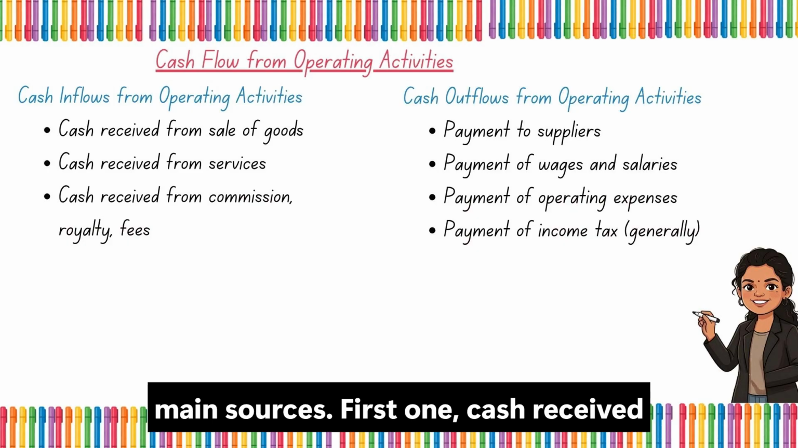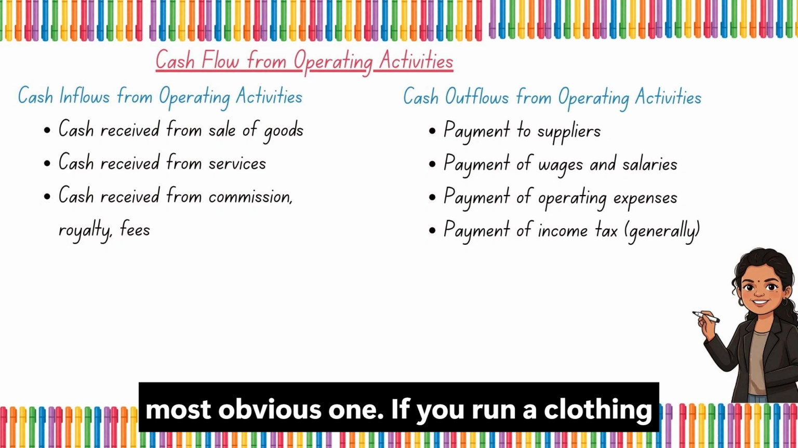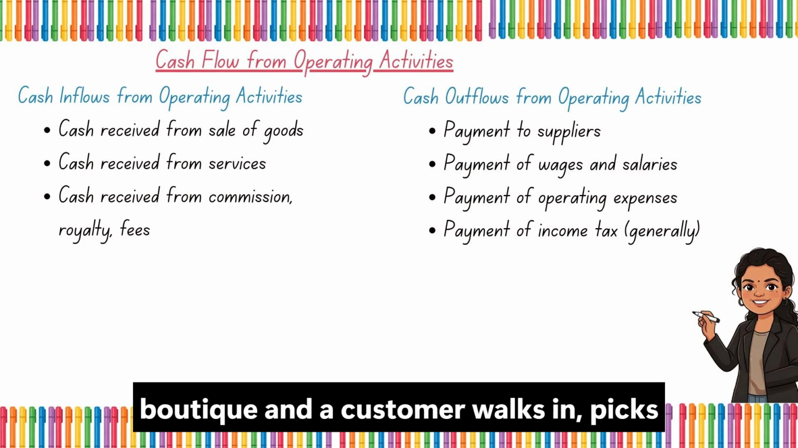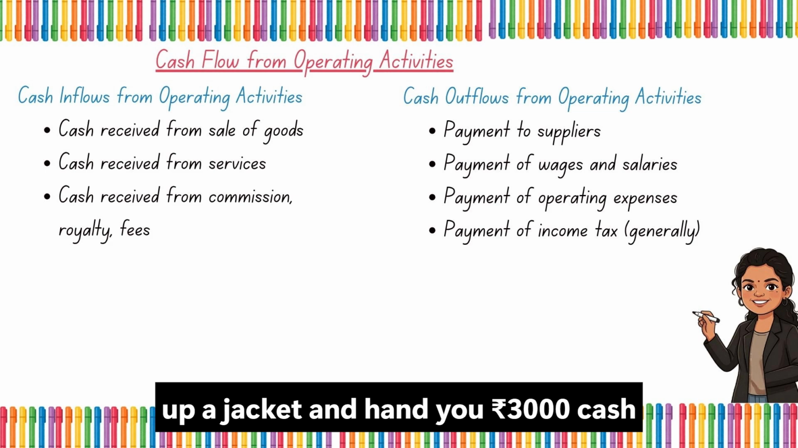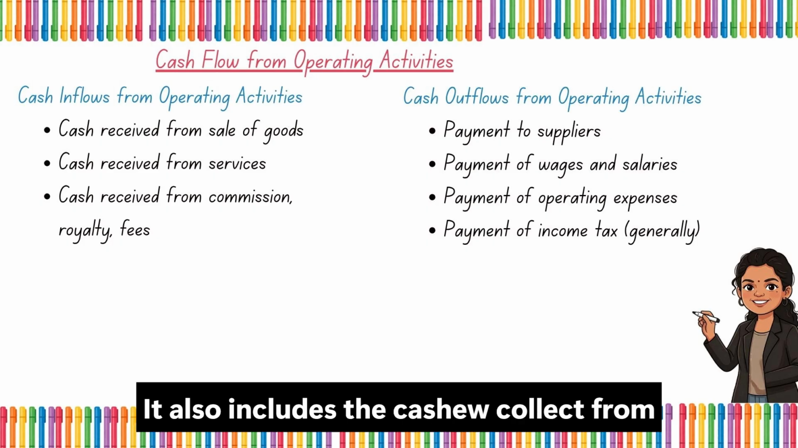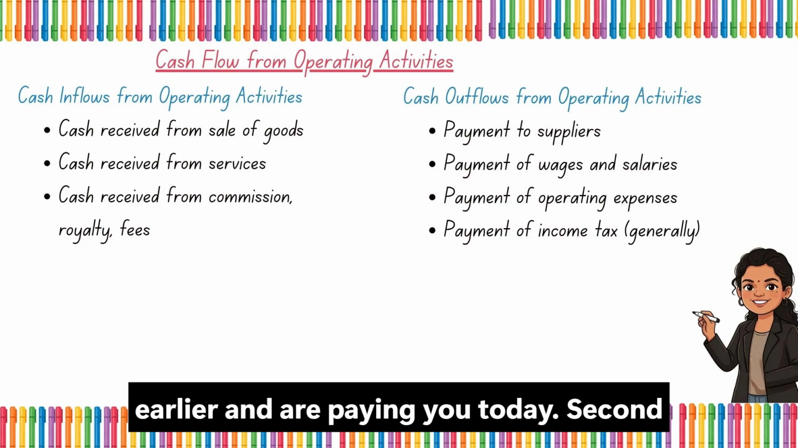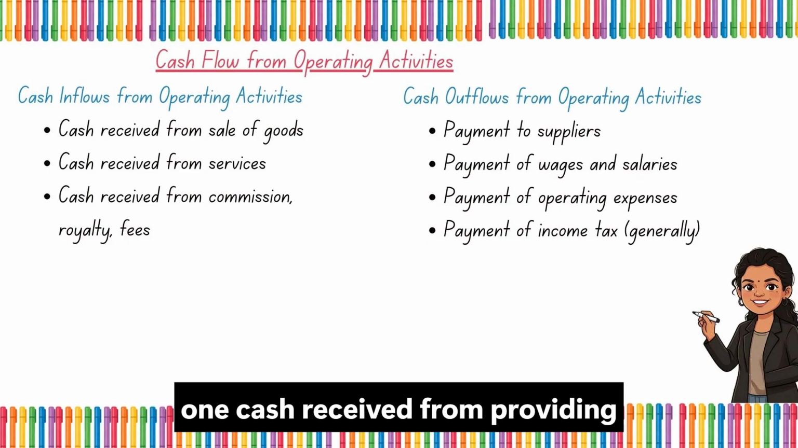First one, cash received from the sale of goods. This is the most obvious one. If you run a clothing boutique and a customer walks in, picks up a jacket, and hands you 3,000 rupees cash, boom, that is an operating cash inflow. It also includes the cash you collect from your debtors who bought goods on credit earlier and are paying you today. Second one, cash received from providing services.